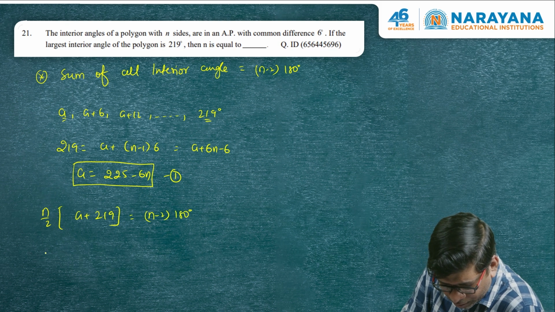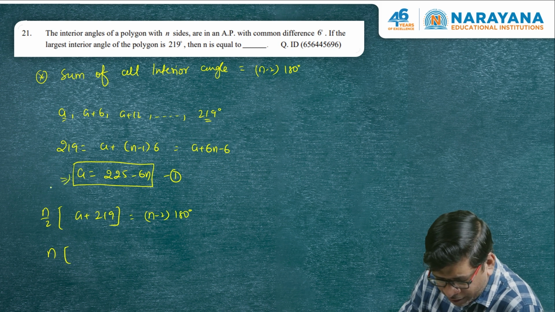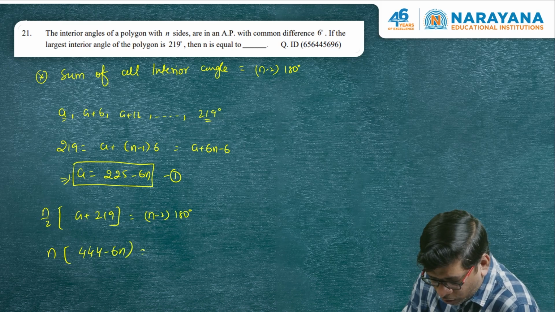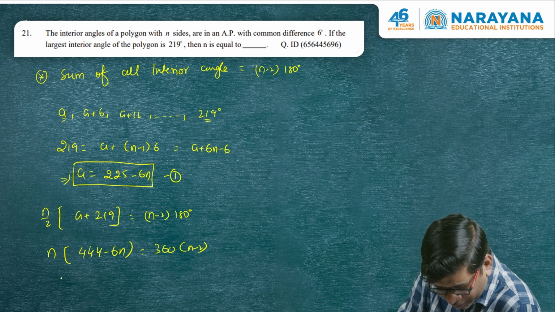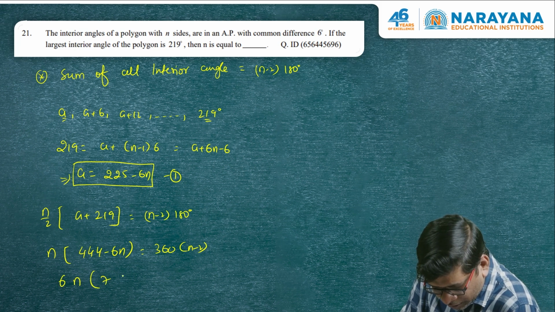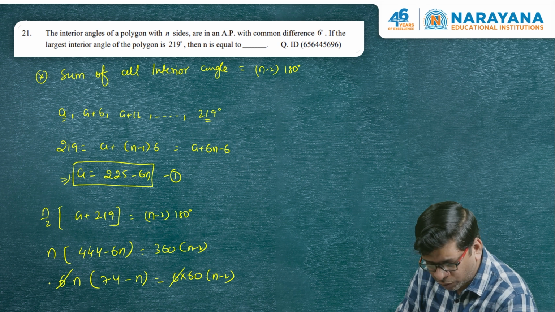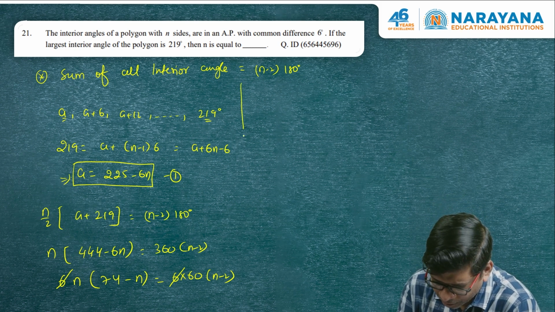What is the value of A? So n into A plus 219. Add 219 in this. So 444 minus 6n equals 360 into n minus 2. I think 6 will be common. So this becomes 74 minus n equals 6 times 60 into n minus 2. Let us remove the common factor here.